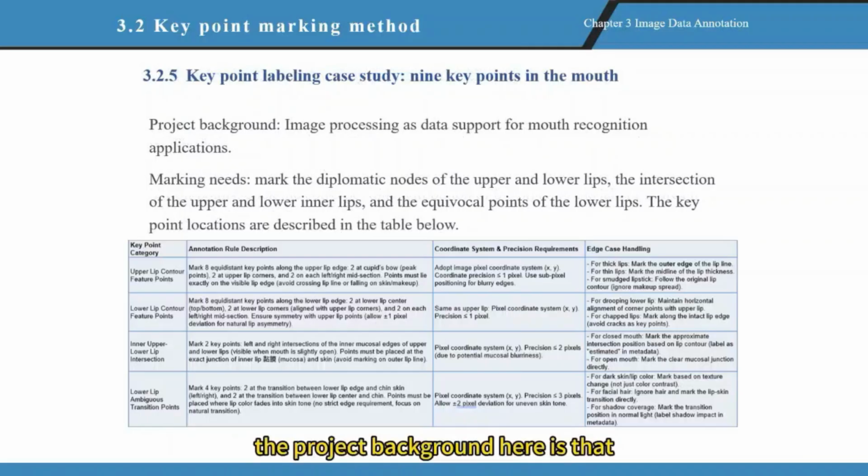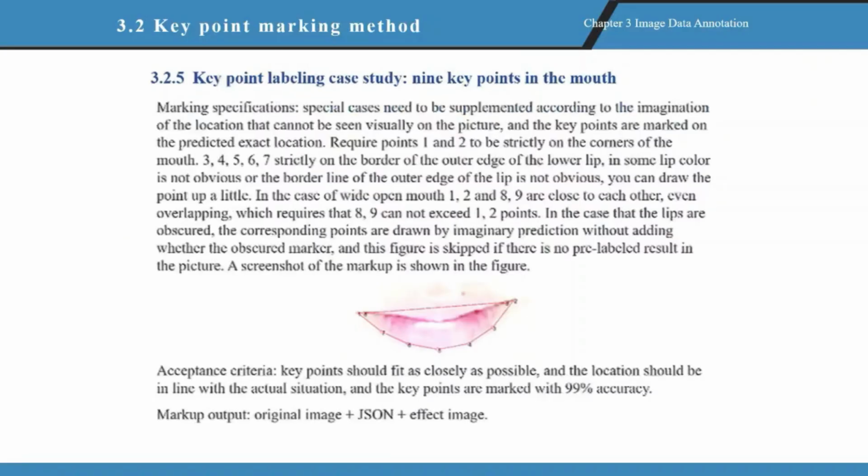The project background here is that image processing serves as data support for mouth recognition applications. The marking needs are to mark the junction points of the upper and lower lips, the intersection of the upper and lower inner lips, and the equal division points of the lower lips. The key point locations are described in the following table. The marking specifications state that for special cases where the location can't be seen visually on the picture, supplement according to imagination and mark the key points at the predicted exact location.